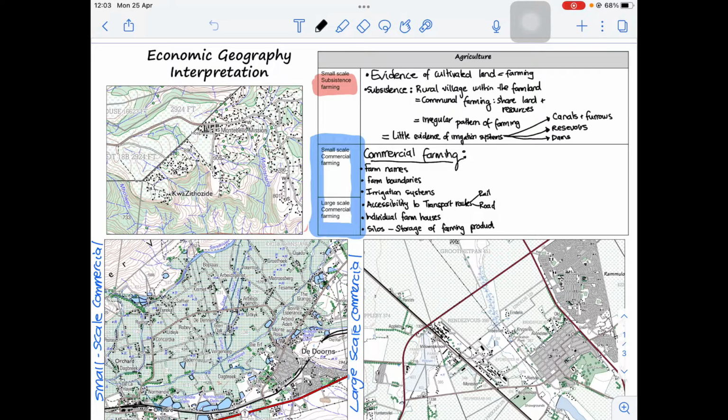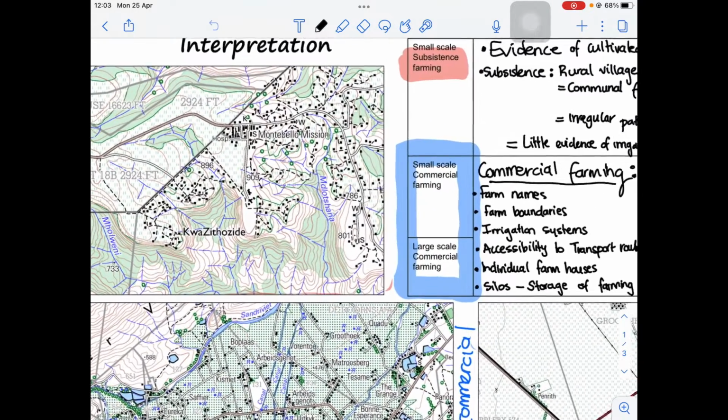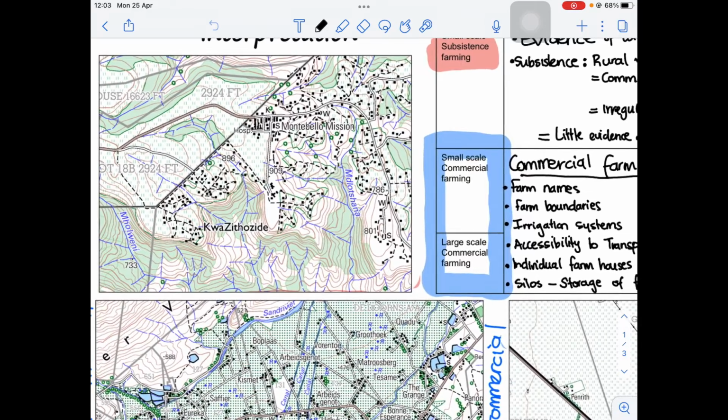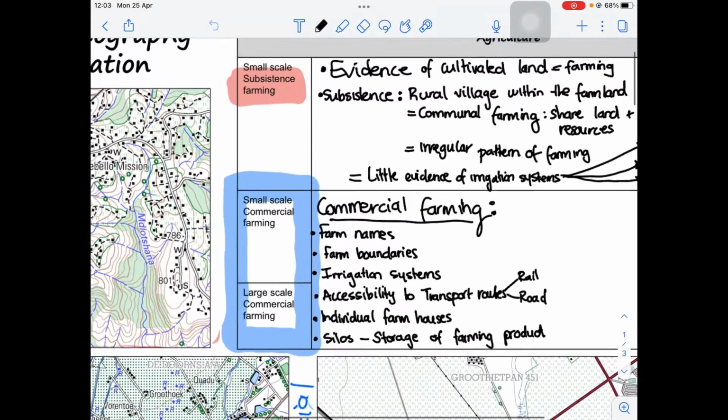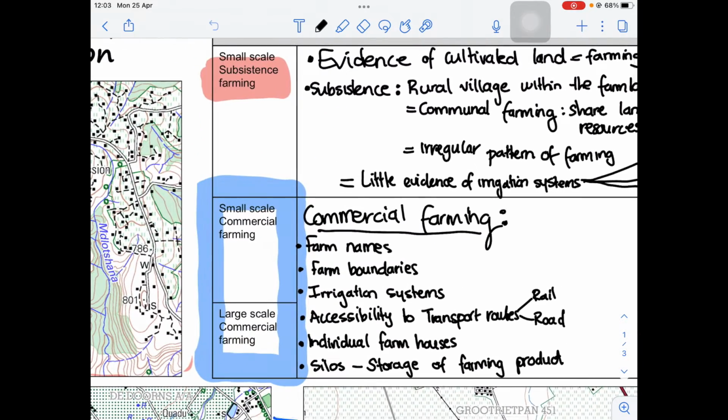And so we need to consider being able to see the difference firstly between the types of farming. So our two main types of farming in South Africa, which gives us a dual agricultural system, is our subsistence type farming, as well as then the opposite, which is the commercial farming. Okay.